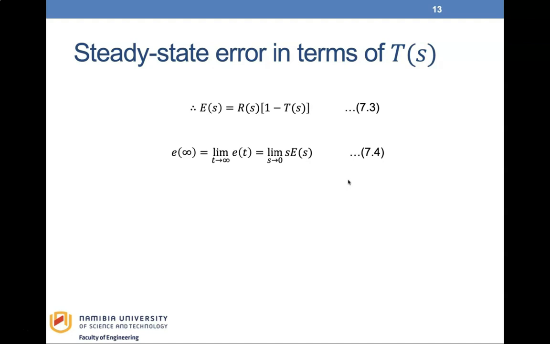If we substitute equation 7.3 into 7.4, we arrive at E steady state, which is at infinity, equal to the limit as s tends to 0 of s R of s, bracket open, 1 minus T of s. Let's call this equation 7.5. We will now demonstrate the use of equation 7.5 with an example.